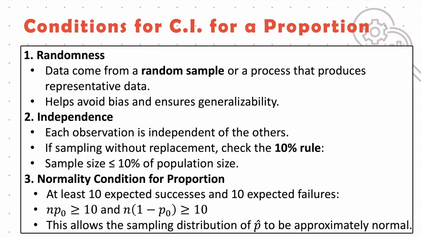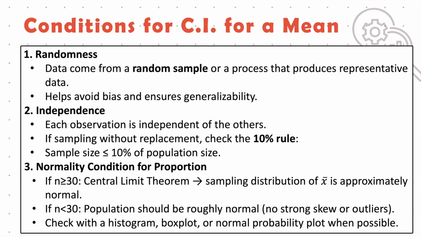And 10 expected successes is really just a generic rule. Some textbooks might use a different number, but we're just looking to see we have a certain number of successes and a certain number of failures to approximate this sampling distribution out to be a normal distribution. The same conditions for a confidence interval for a mean are similar. We have, in fact, I need to change this one word here. We have randomness, independence, and normality again. This is normality condition for a mean, not a proportion.